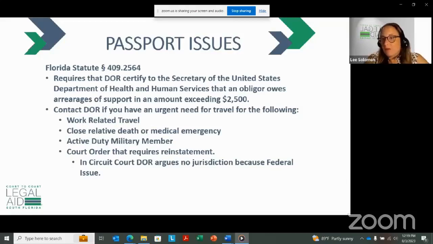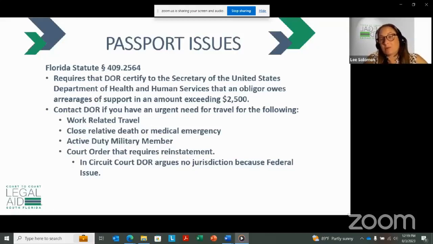And the best way to resolve this is to pay the arrears. But if you have an urgent need to travel, you can contact the department. If it's work-related travel, you're going to have to provide proof of that. They may consider stopping the halt of the suspension. If you have a close relative's death or medical emergency, if you're an active duty military member, or if you were able to get a court order that requires the reinstatement.